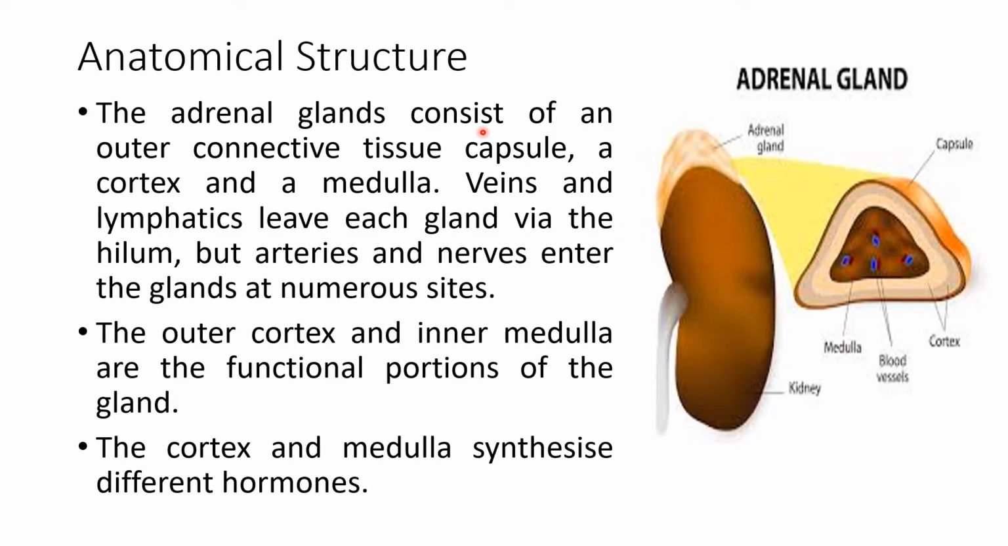About the anatomical structure. The glands consist of an outer connective tissue capsule. The gland is covered by a capsule and there is an inner cortex and medulla. Here you can see, this is the capsule, this is the cortex and here is the medulla. The outer cortex and inner medulla are the functional portions of the gland. They secrete different hormones.